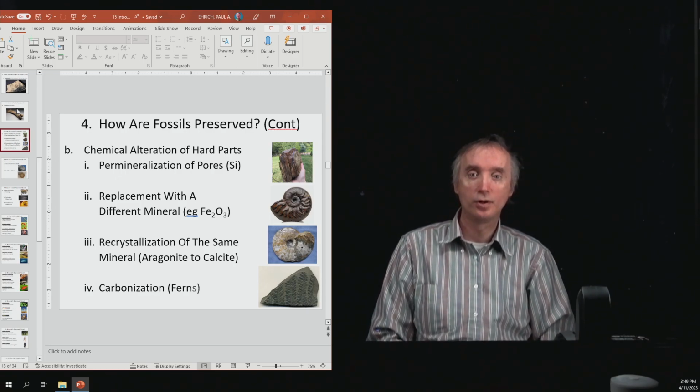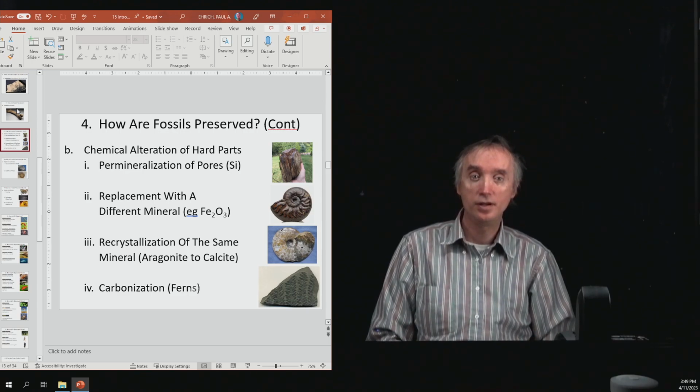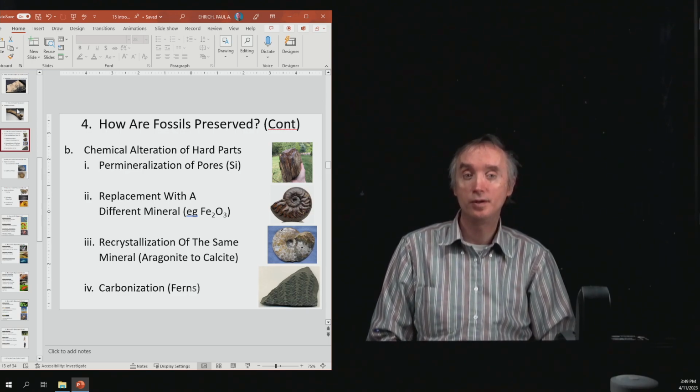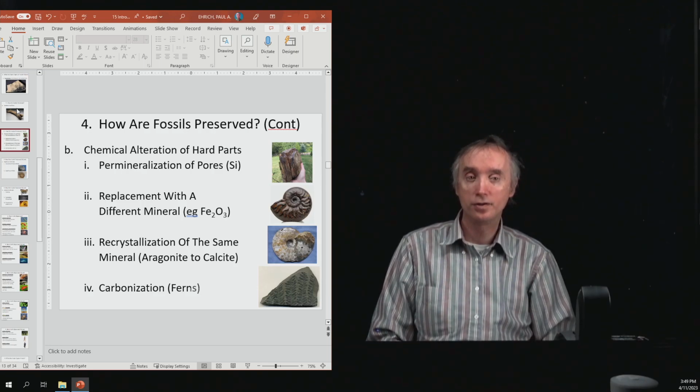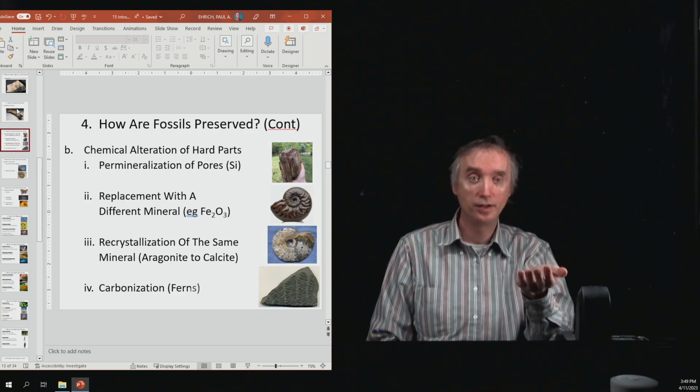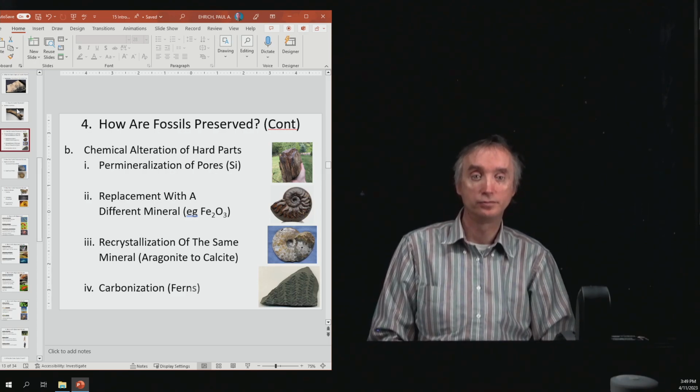Okay, then the next one is going to be take the organism and replace it with a different mineral. So here you have a shell that used to be made of calcium carbonate, and molecule by molecule it's been replaced by iron oxide. And so this again would be a relatively heavy fossil.